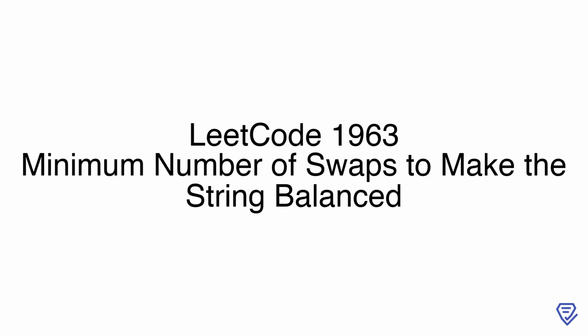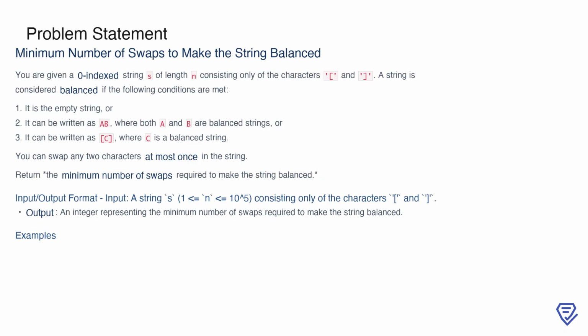Let's get started. In this problem, we are tasked with making a given string of brackets balanced using the minimum number of swaps. The string, which is zero-indexed, consists only of the characters opening and closing square brackets. A balanced string must satisfy one of three conditions. First, it can simply be an empty string. Second, it can be formed by concatenating two balanced strings, which we represent as AB. Lastly, it can be surrounded by a pair of square brackets, such as [C], where C itself is balanced.